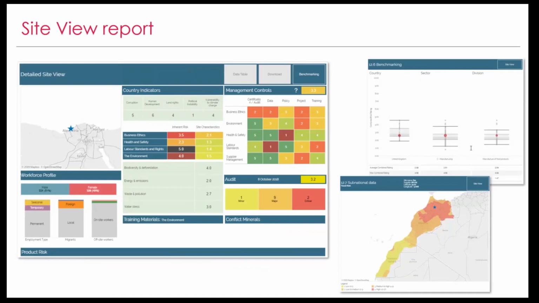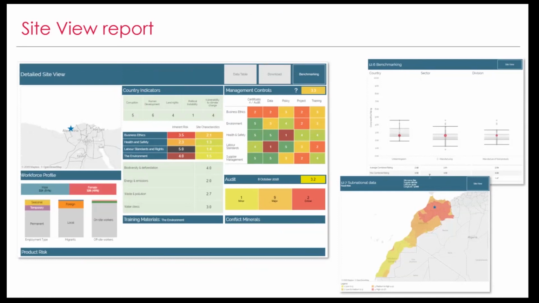But you'll also be able to drill down from this into a series of sub-reports that provide that information about the site's most recent audit. We'll also be able to include some sub-national level data sets. So you can see here the information is displaying water risk for that particular site, and you can see that it's located in an area of high water stress.